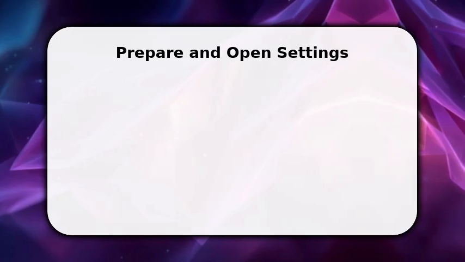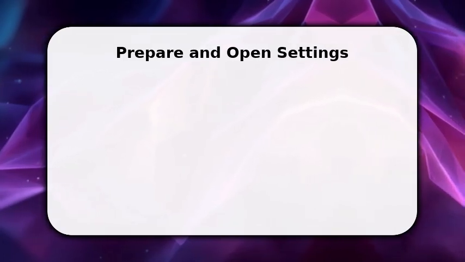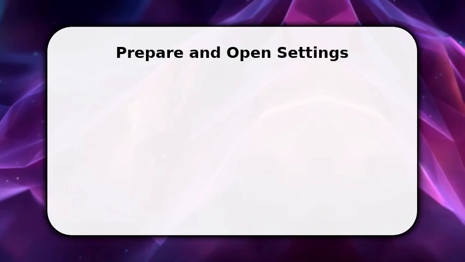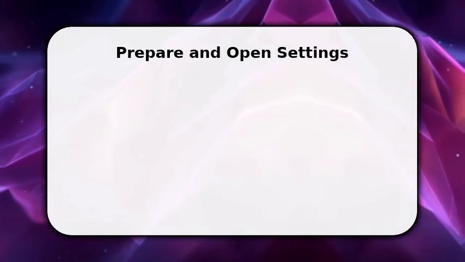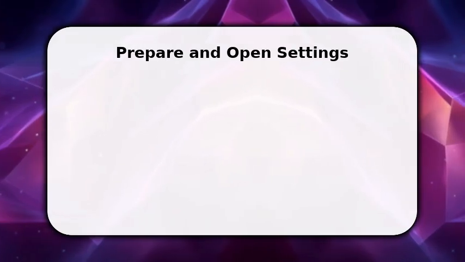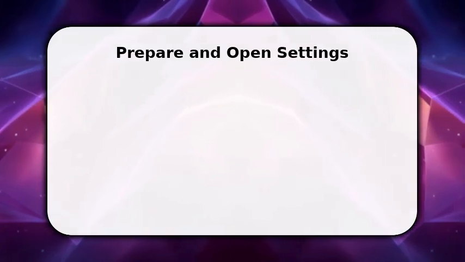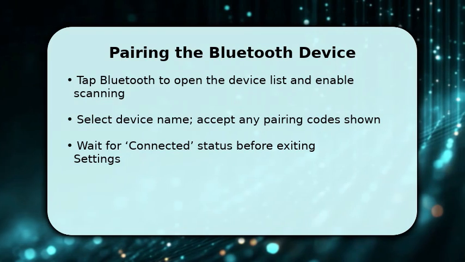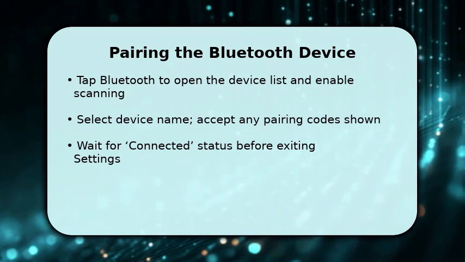Put your Bluetooth accessory into pairing mode so it broadcasts. You do this now because the tablet scans only while you're in the Bluetooth panel, and keeping the device discoverable prevents timeouts that interrupt the pairing sequence. Once done, keep the Bluetooth panel open so the tablet continues scanning.